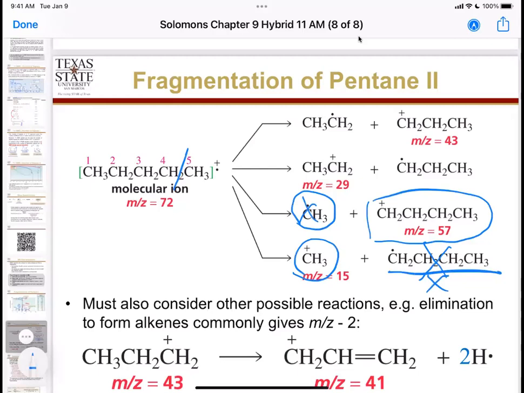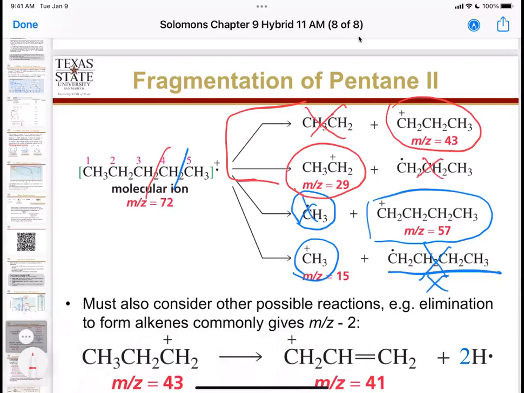In this case, we have it breaking here instead, and that gives us these fragments here. Again, we don't see that one and we don't see that one, but we do see the positively charged one and the positively charged one. Okay, see how it equates to the fragment and the molecular weight of those fragments coming off. And we see them as positive charges.